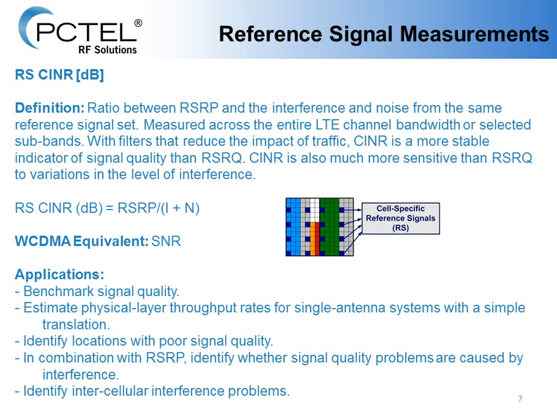It's also a very difficult measurement to do accurately, which is why scanners are used to do that. Because what we've actually seen in some cases, the difference between a UE and a scanner can be as much as 7-8 dB on a CINR measurement, with the UE not being very accurate when it comes to this measurement.